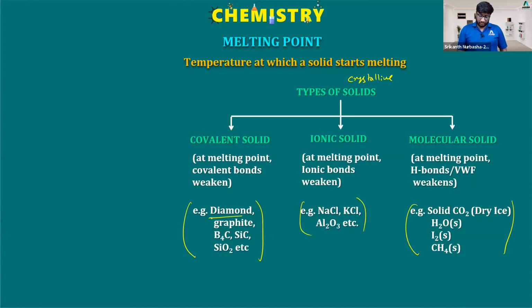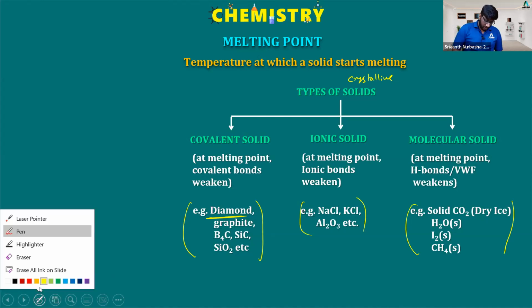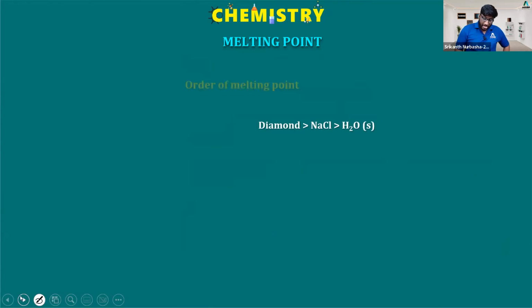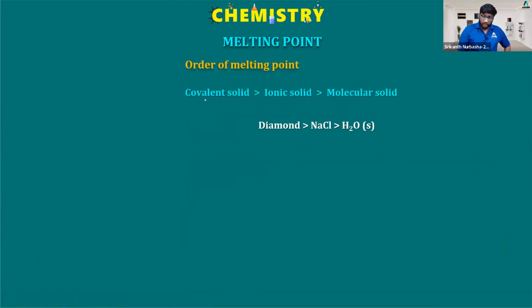Covalent solid, diamond, 3D networking. The covalent solids will have extremely high melting points because of the 3D structure. Order of melting point: covalent solid will have the extremely high melting point, then ionic solid, and then molecular solid.